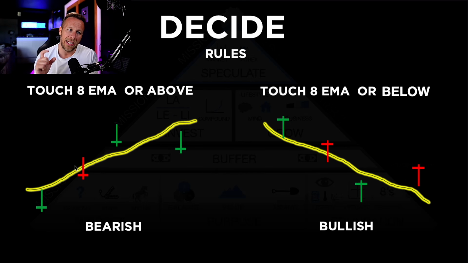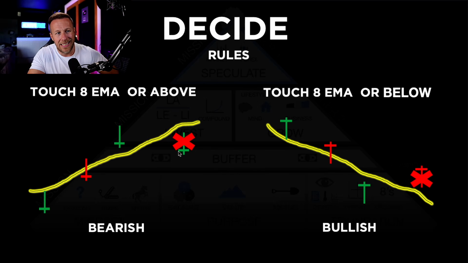So what we're looking for is our candle, our price action pattern that we're using to decide to get in, to either touch or be above the 8 exponential moving average in a bearish setup. In a bullish setup, it's the opposite. The price action pattern that we're looking for, with the open and the close in the upper 30% of the candle, needs to either touch or be below the 8 exponential moving average. Okay, I won't repeat it for the sake of keeping this video as short as possible, but you get the point, and rewatch it if you need to.